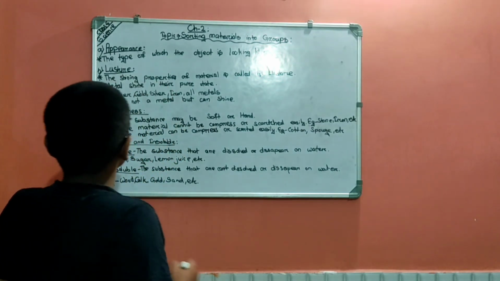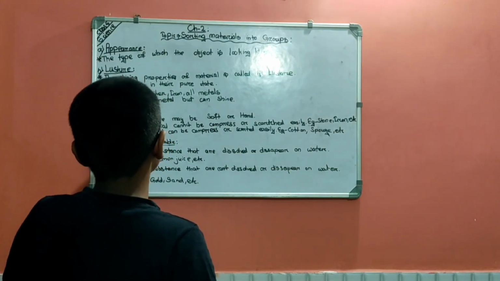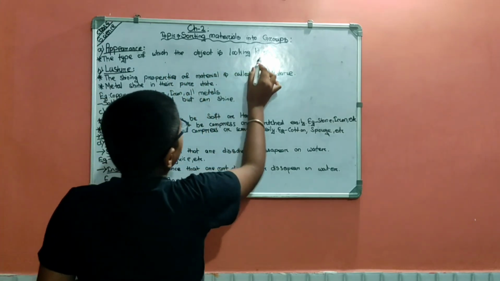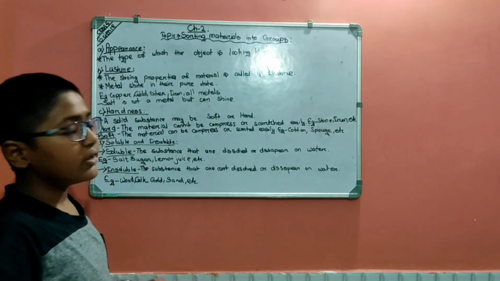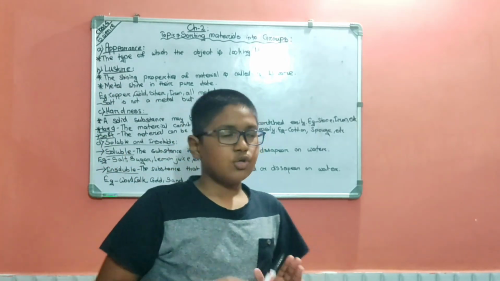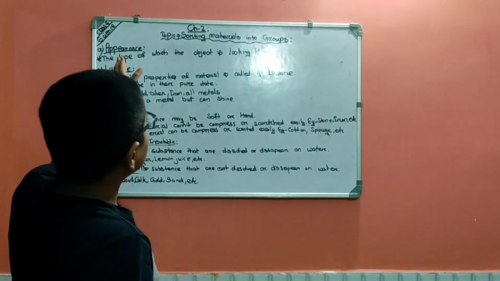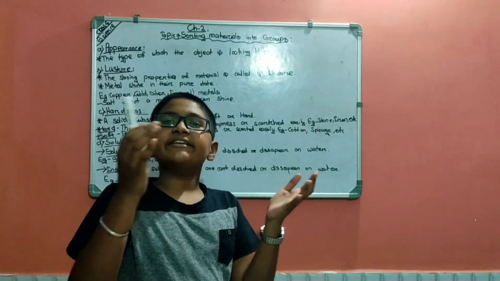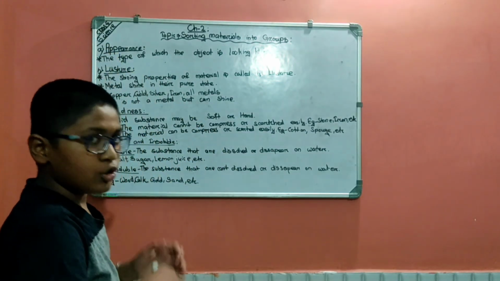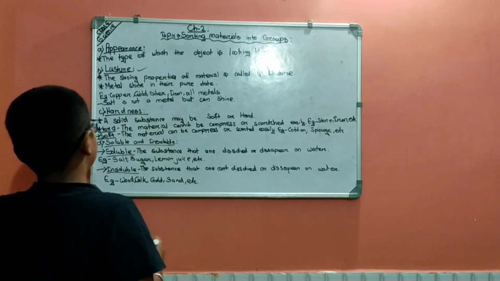What is appearance? It is the way in which the object looks. Here is a marker, and it looks like a cylinder. That is its appearance. The way an object looks is called its appearance. Then lustre.